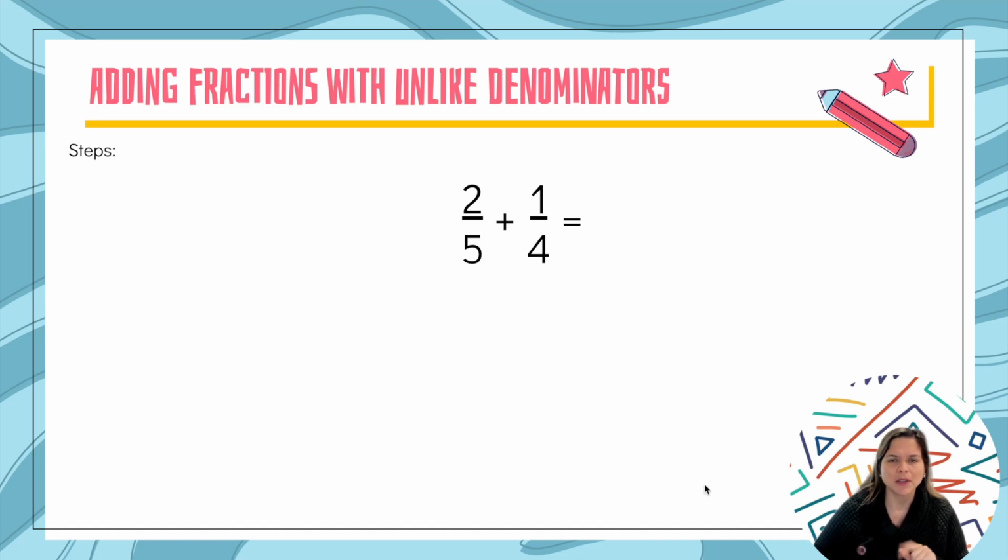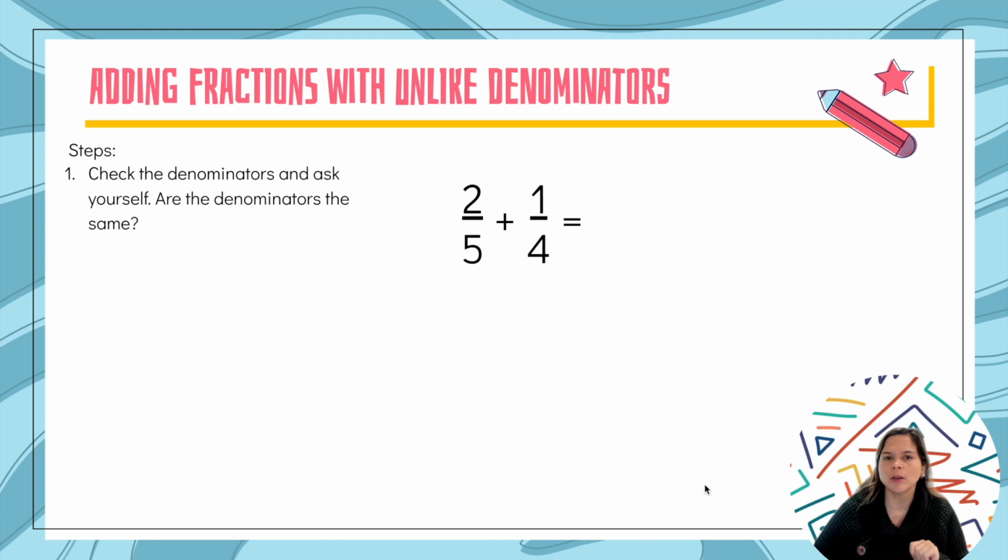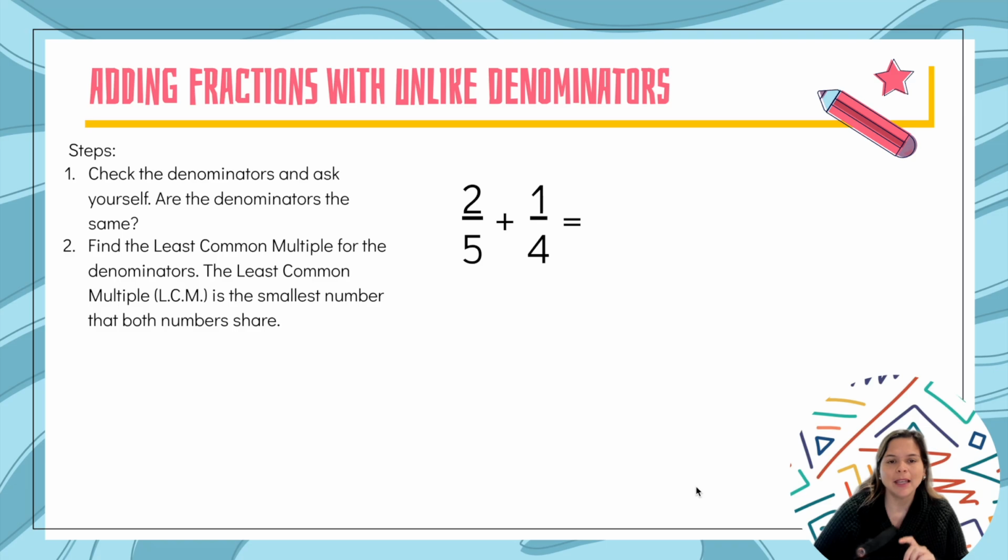What are the steps? Step number 1. Check the denominators and ask yourself, are these denominators the same? In this case, the answer is no. And if that happens, we need to remember to find the least common multiple for the denominators. But what is the least common multiple, Miss Acosta? The least common multiple is the smallest number that the denominators share.